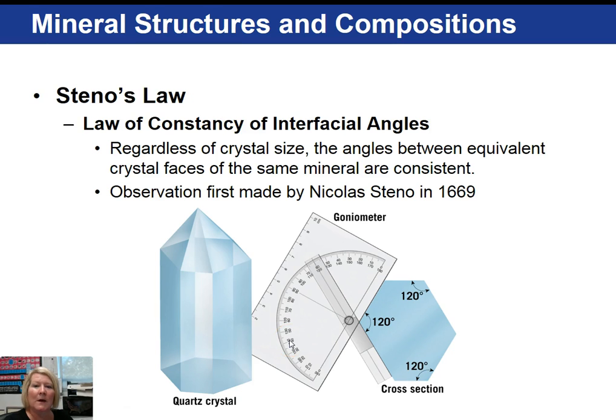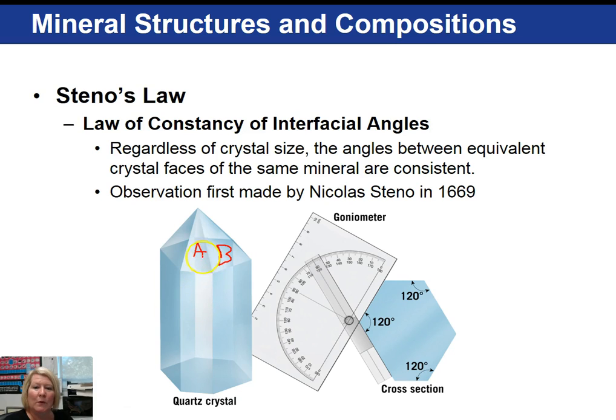An interesting observation made by Nicholas Steno in 1669 is known as the law of constancy of interfacial angles. What this says is that regardless of how large or small the crystal is, the angles between equivalent crystal faces of the same mineral would be consistent.